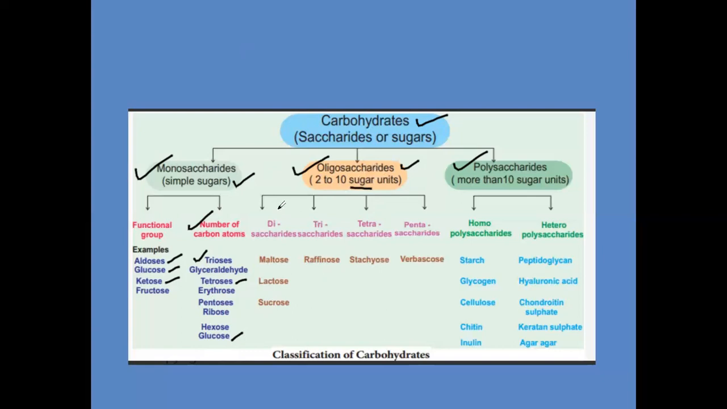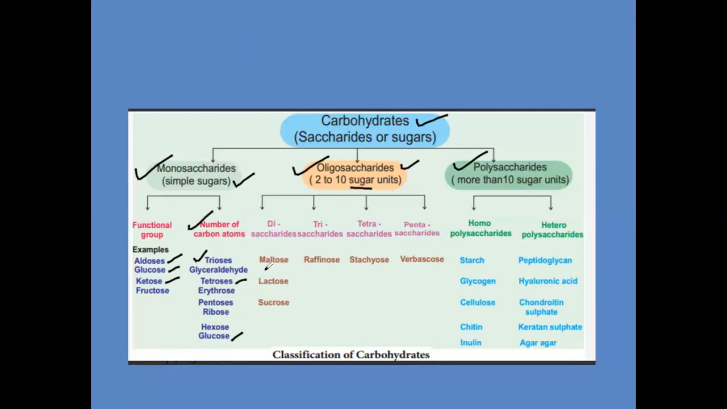For example, if 2 saccharide units are present, that is called disaccharide. If 3 saccharide units are present, trisaccharide. If 4 saccharide units are present, that is called what? Tetrasaccharides. If sugar units are 5, pentasaccharides. So like this, based on the number of saccharide units, we can classify oligosaccharides into di, tri, tetra, penta, hexa, like this, up to deca, decasaccharide. If 10 sugar units are present, that is called decasaccharide.